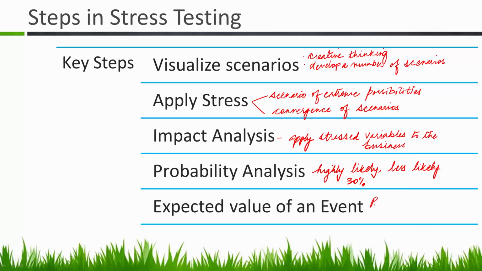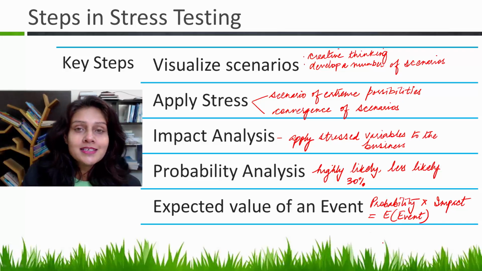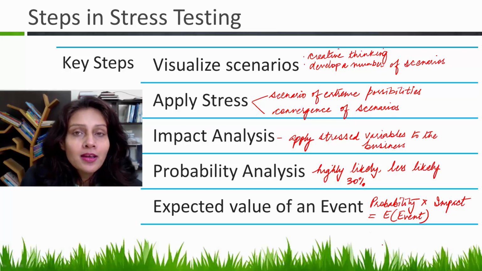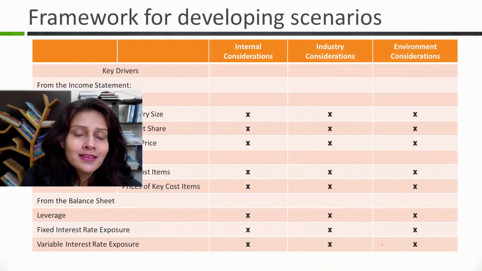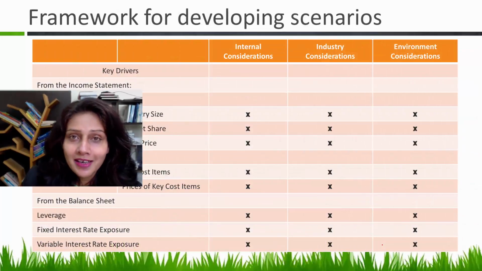Finally, you have to look at the expected value of an event. Multiplying probability estimates from the 4th step with the impact analysis in the 3rd step gives a reasonable estimate of the financial impact, which can be used to assess the ability to meet commitments. Having looked at the steps in stress testing, let's move on to understanding the framework for developing scenarios.